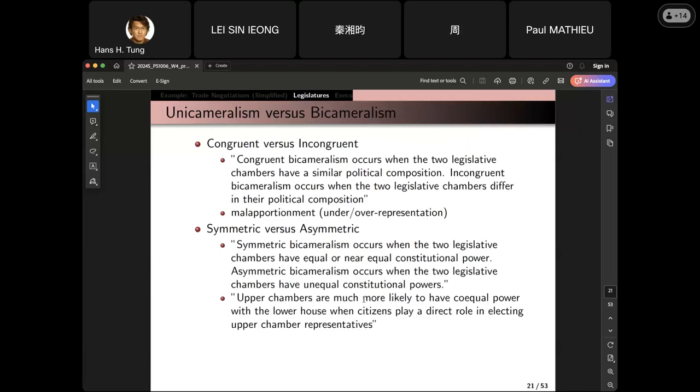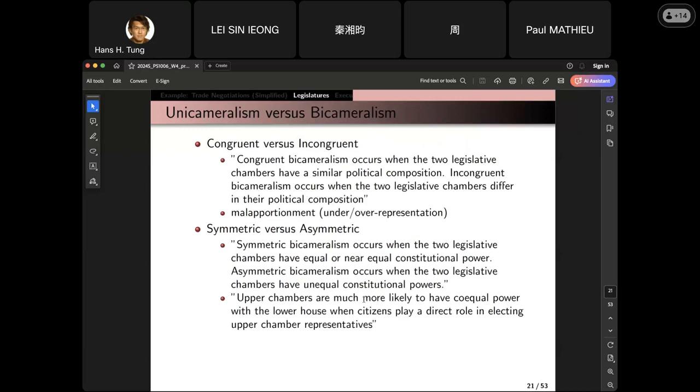Incongruent, right? Because the Senate basically represents the interests of different states, right? That's why each state has two representatives. But the House represents essentially all the people. So in other words, the political composition of these two chambers is different in the American context, and also in the British context, right? The House of Lords versus the House of Commons, the composition is very different.